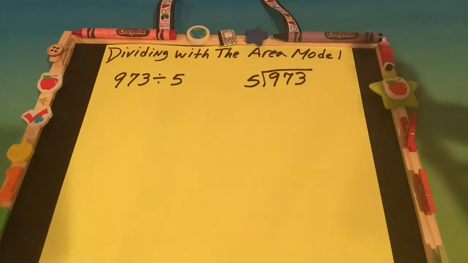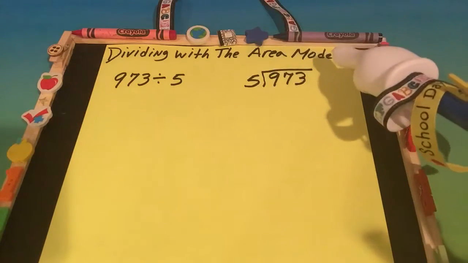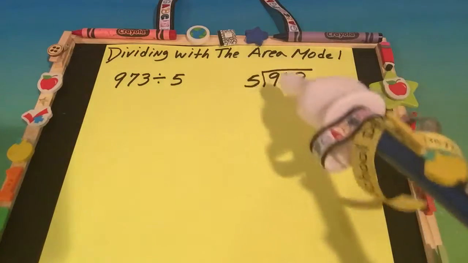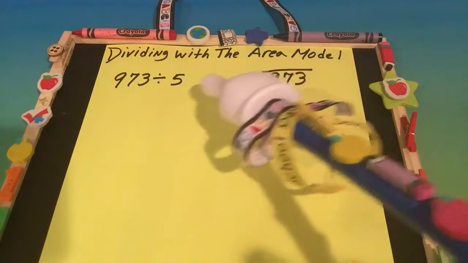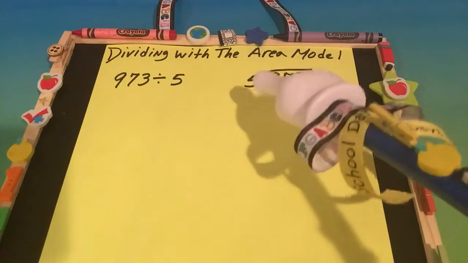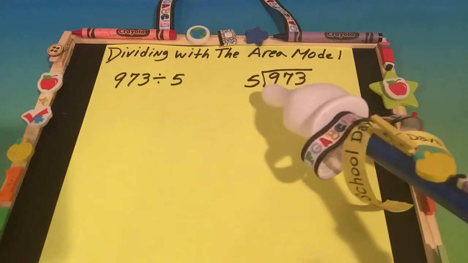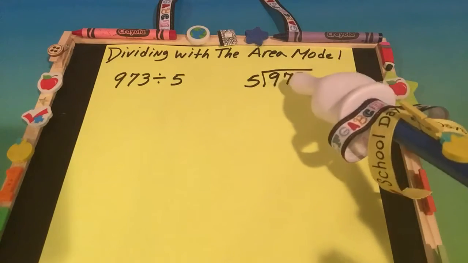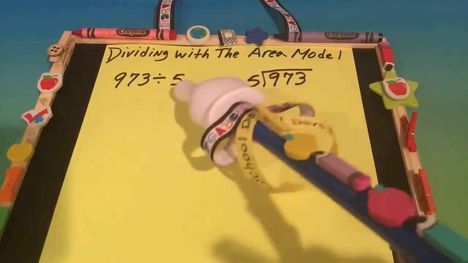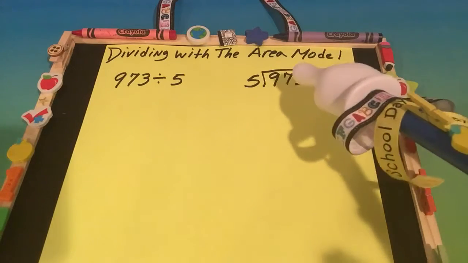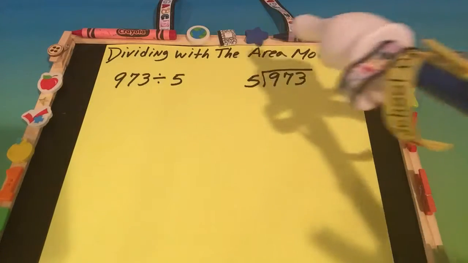In today's video, we will be dividing with the area model. We have our equation, the same equation written here, two different ways. These are the two most common ways that you'll see a division equation, but the parts are still the same. Our divisor is the number 5, and our dividend is 973.